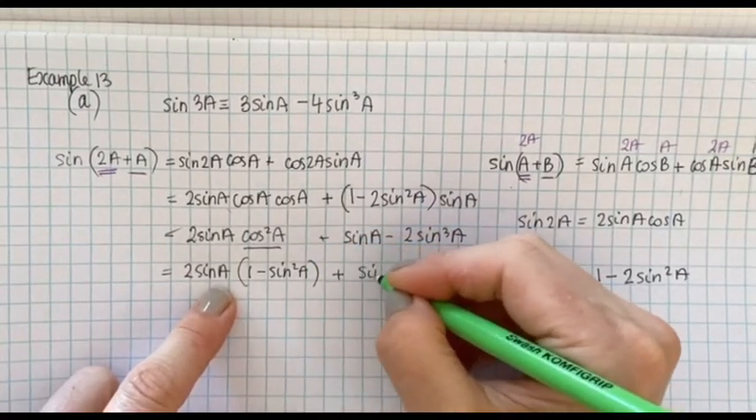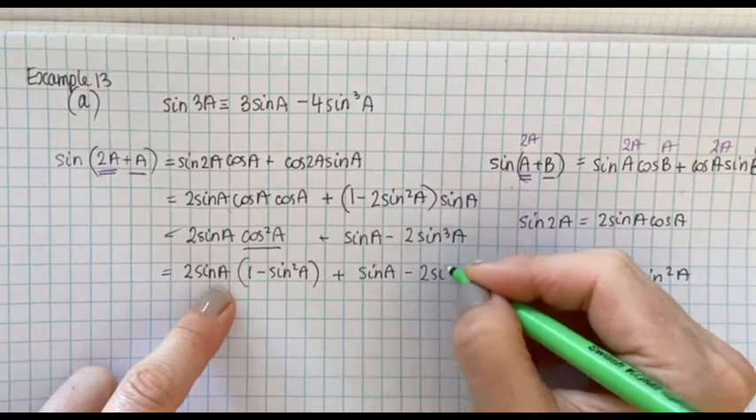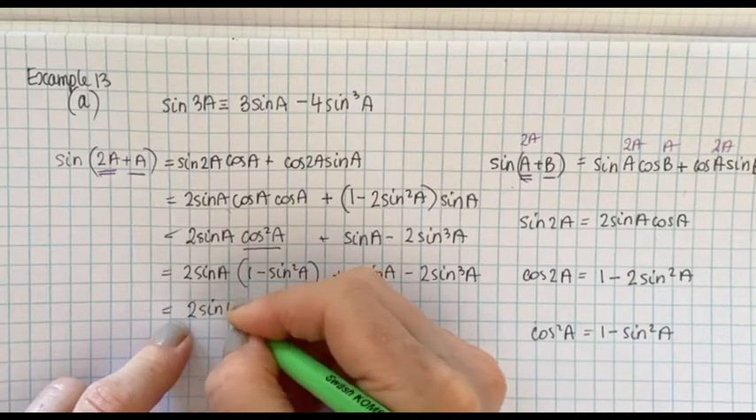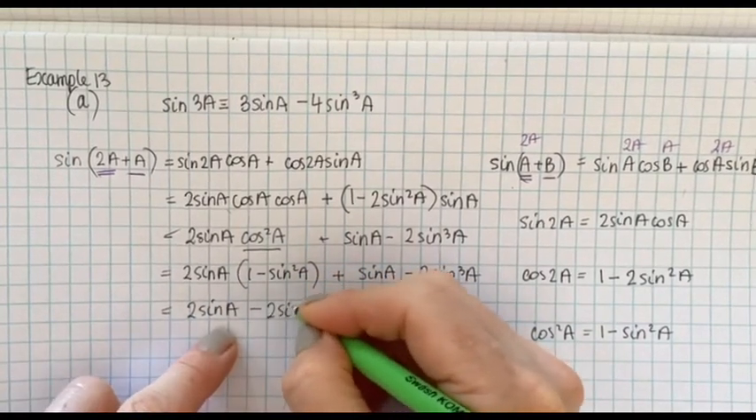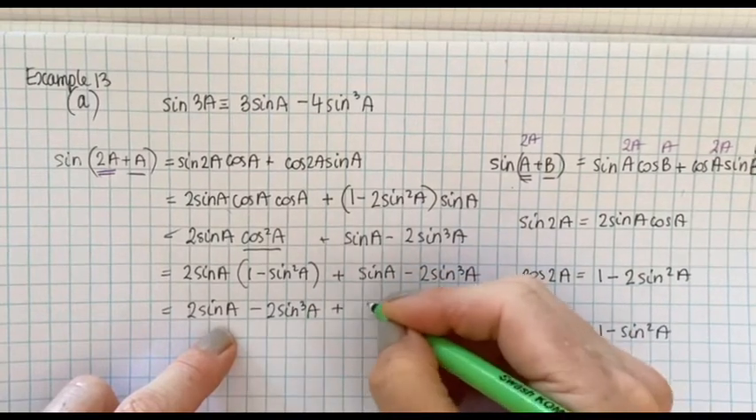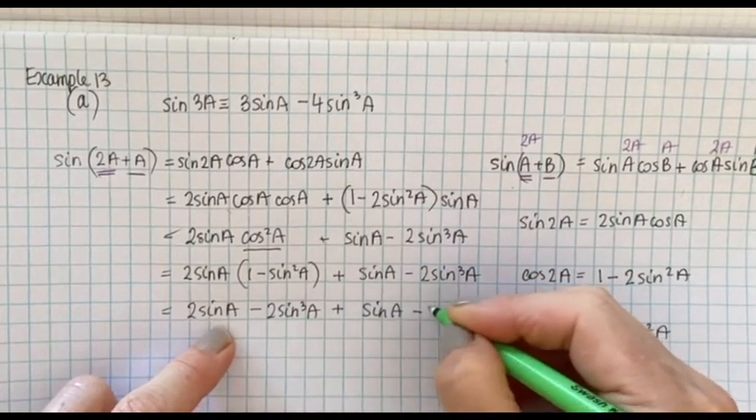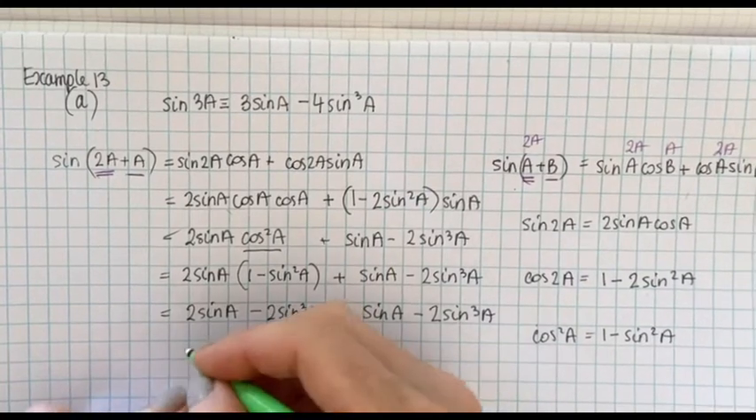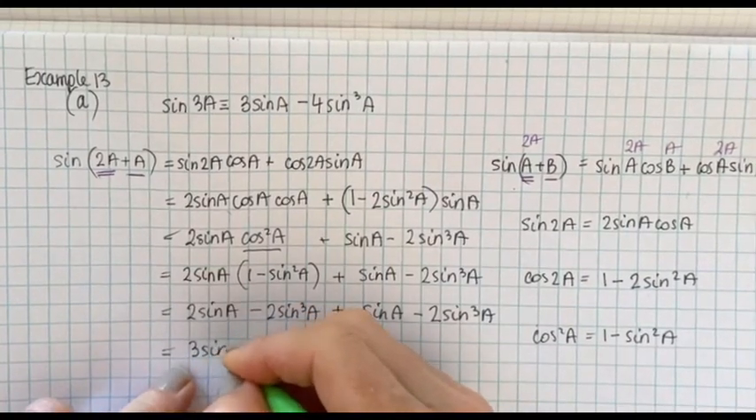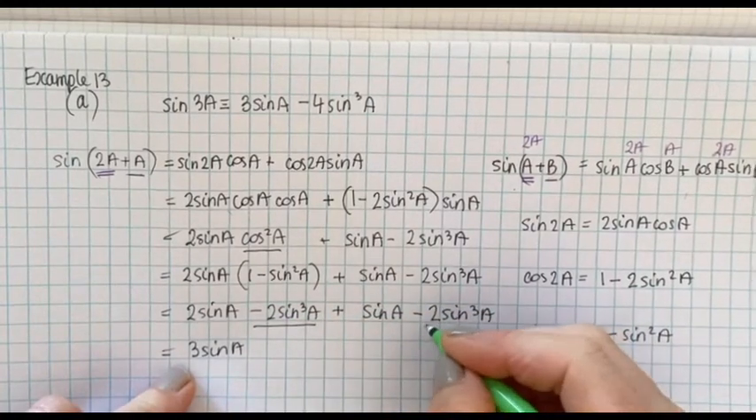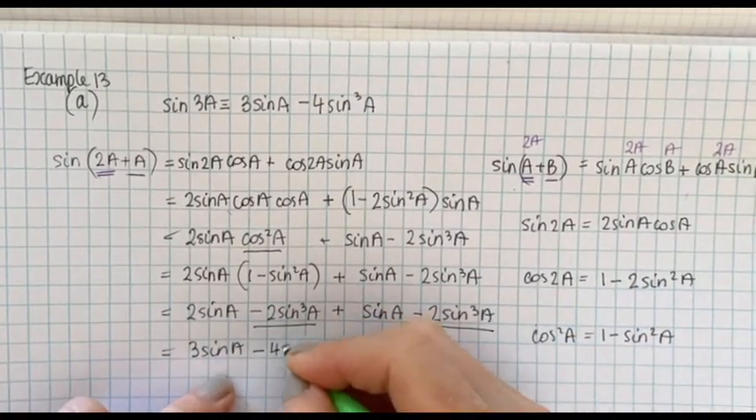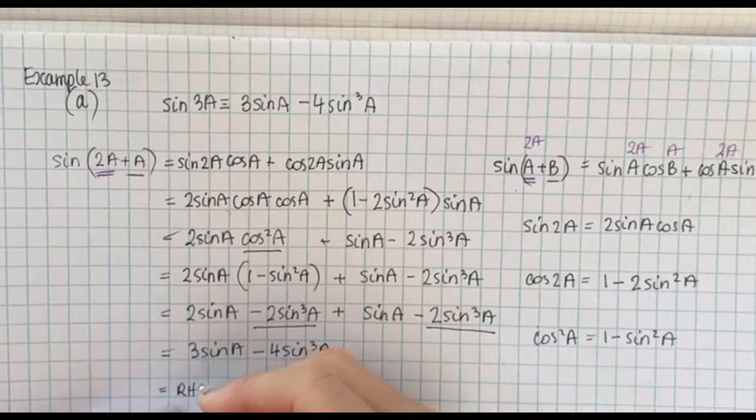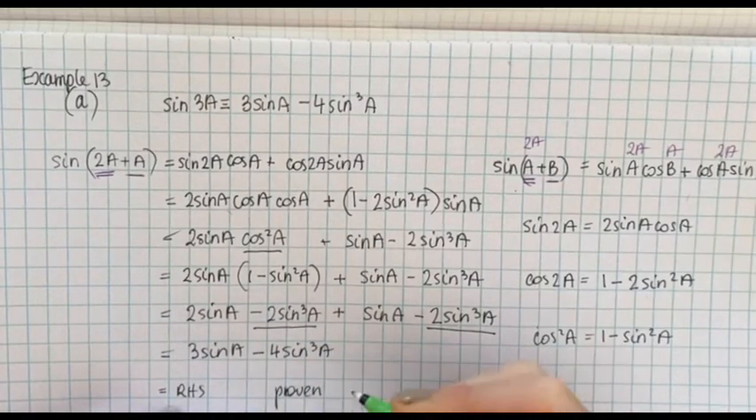Add sine A minus 2 sine cubed A. So this is 2 sine A minus 2 sine cubed A. Add sine A minus 2 sine cubed A. So we've got 2 and 1 sine A gives us 3 sine A. And we've got minus 2 and minus 2 sine cubed A, so minus 4 sine cubed A, which is our right hand side. So we've proven the result.